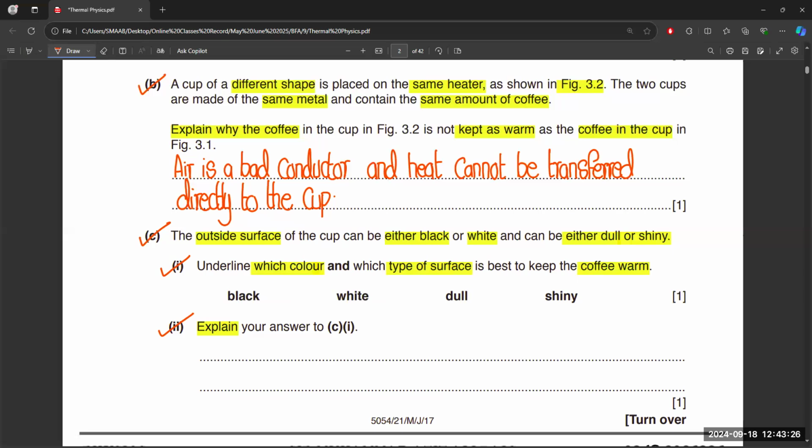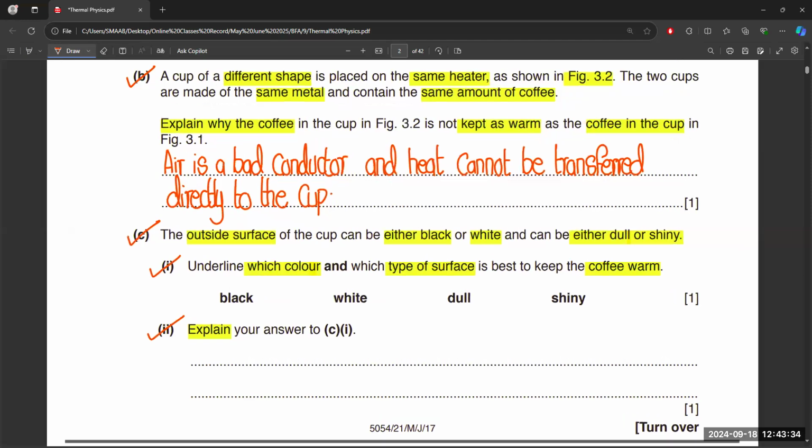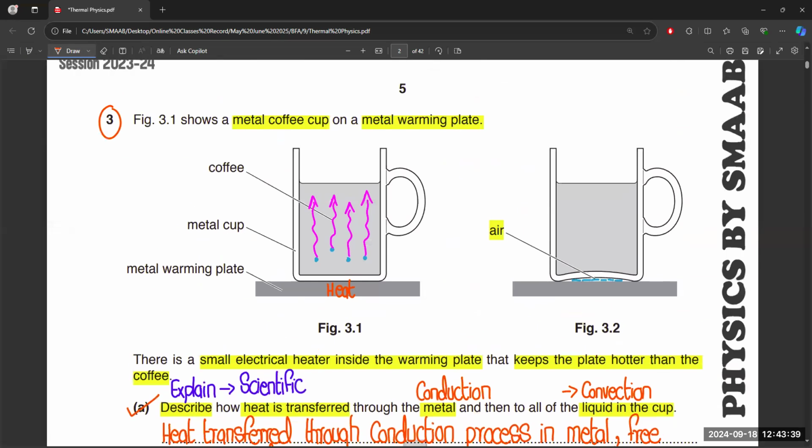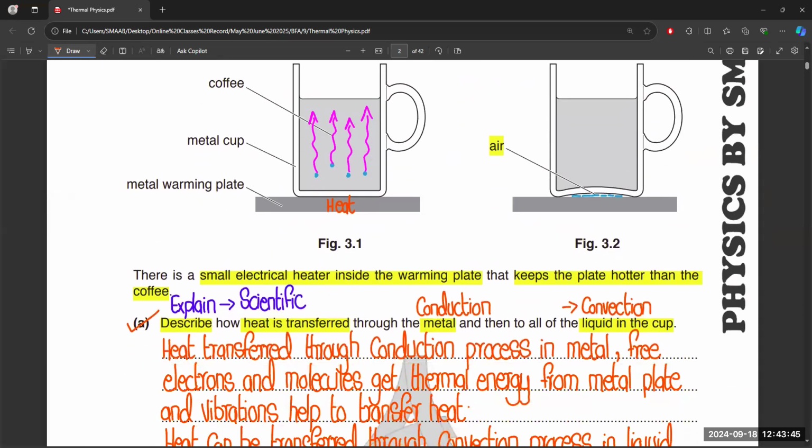So again, if we observe the question: underline which color and which type of surface is best to keep the coffee warm, right? If you check the question, this is the condition. It shows a metal coffee cup on a metal warming plate. There is a small electrical heater inside the warming plate. So basically the heater is inside the plate, okay? And that is an electrical heater.